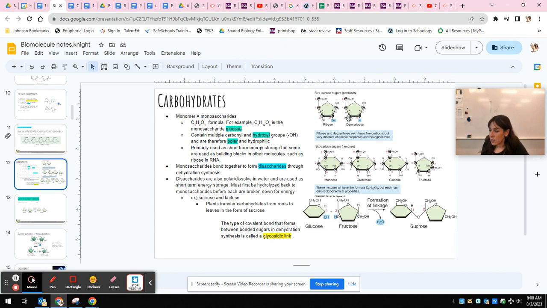Here's ribose and deoxyribose. They're 5 carbon monosaccharides, so C5H10O5. And although technically deoxyribose has 1 less oxygen, we'll go into that way later. And again, they're not broken down for energy.